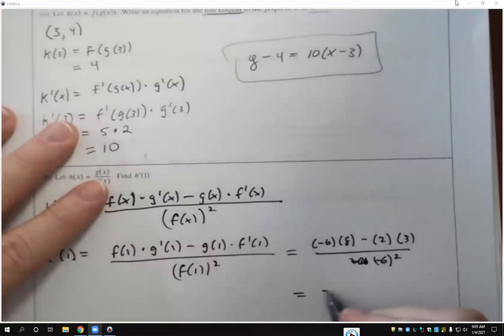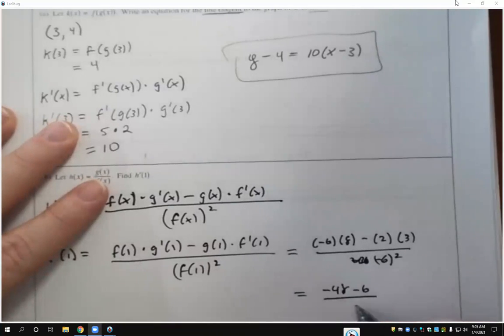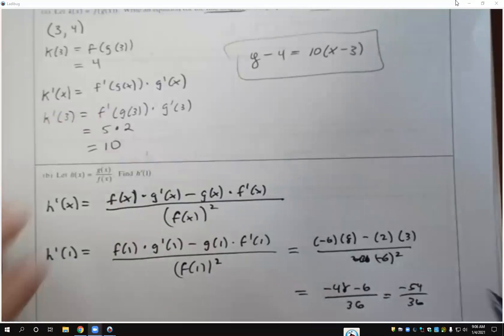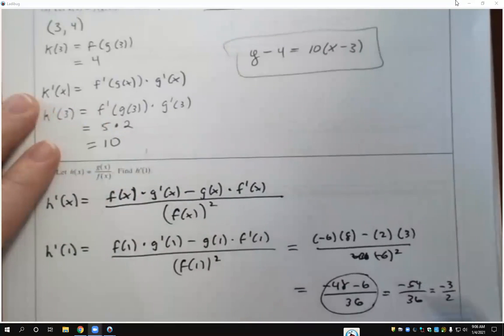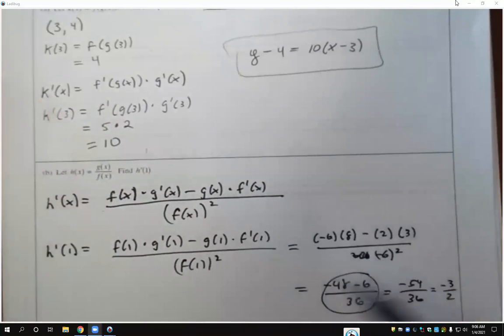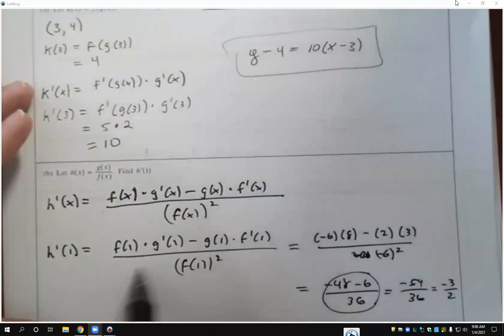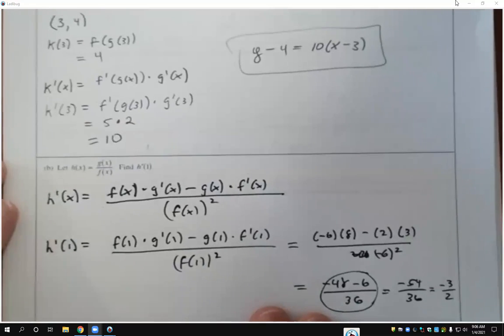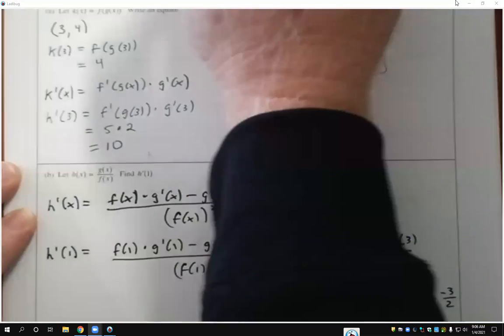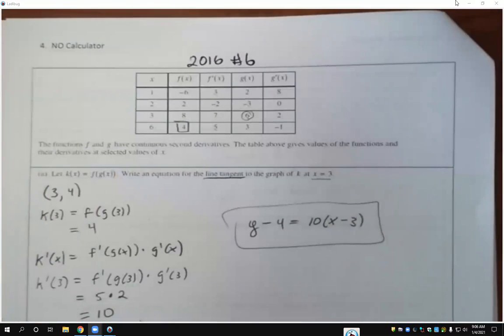So what do we have here? Negative 48 minus 6 over 36, which is negative 54 over 36. You don't have to simplify. They will take that answer. They might even take this answer, okay? But you can't stop here. You have to actually get these values. You got to do all that. You just don't have to necessarily do the algebra, but I highly suggest you do. This, by the way, was from the 2016 exam, and it was number 6 on that exam.